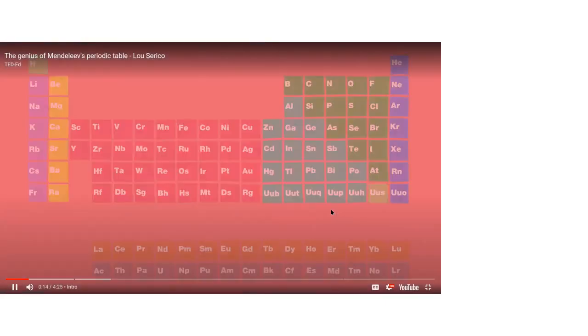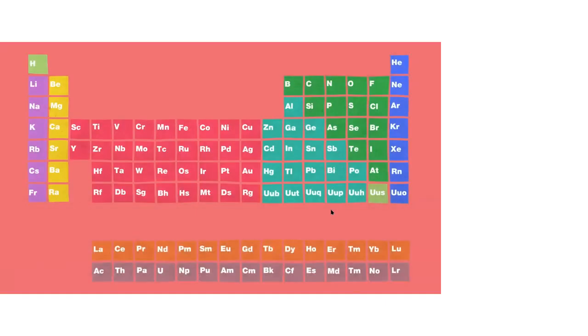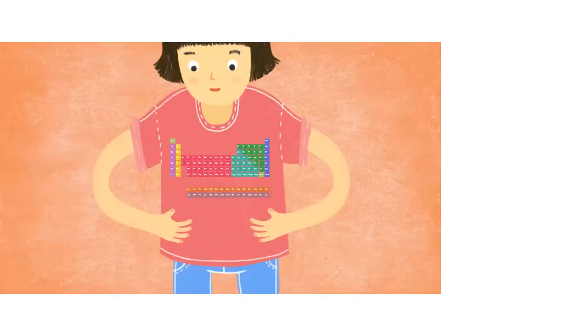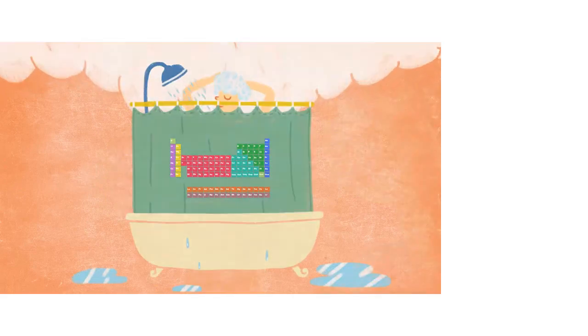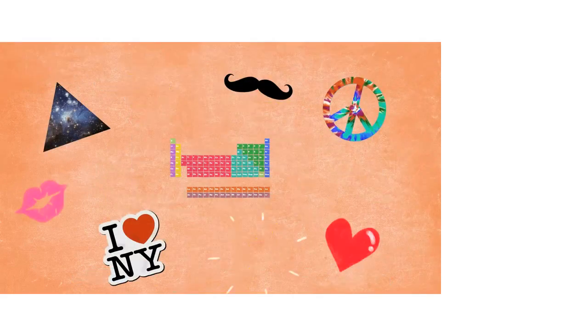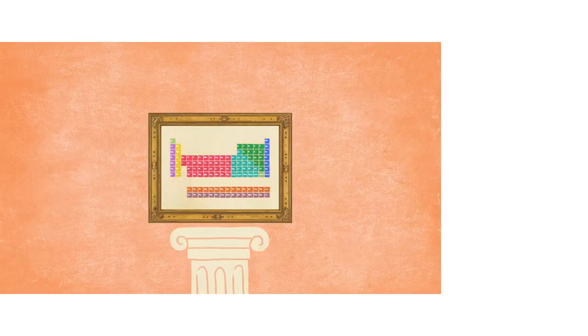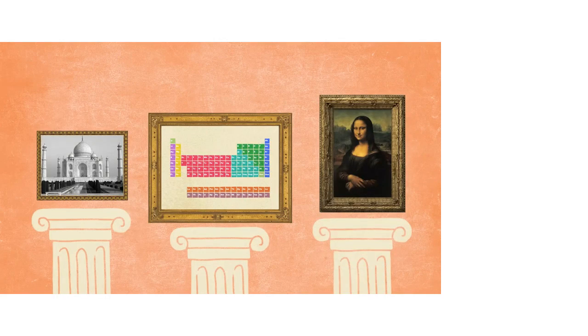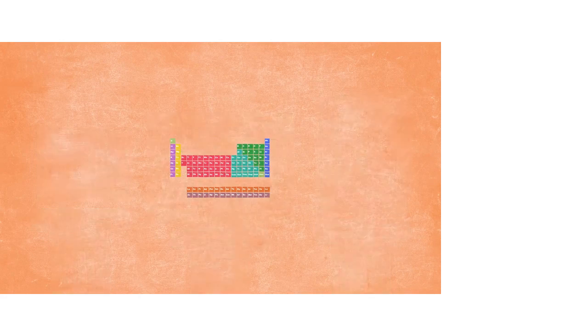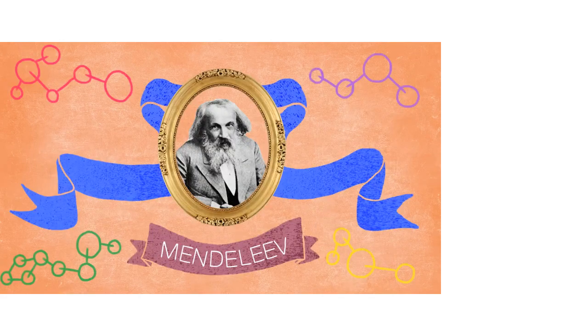The periodic table is instantly recognizable. It's not just in every chemistry lab worldwide. It's found on t-shirts, coffee mugs, and shower curtains. But the periodic table isn't just another trendy icon. It's a massive slab of human genius, up there with the Taj Mahal, the Mona Lisa, and the ice cream sandwich. And the table's creator, Dmitry Mendeleev, is a bona fide Science Hall of Famer.